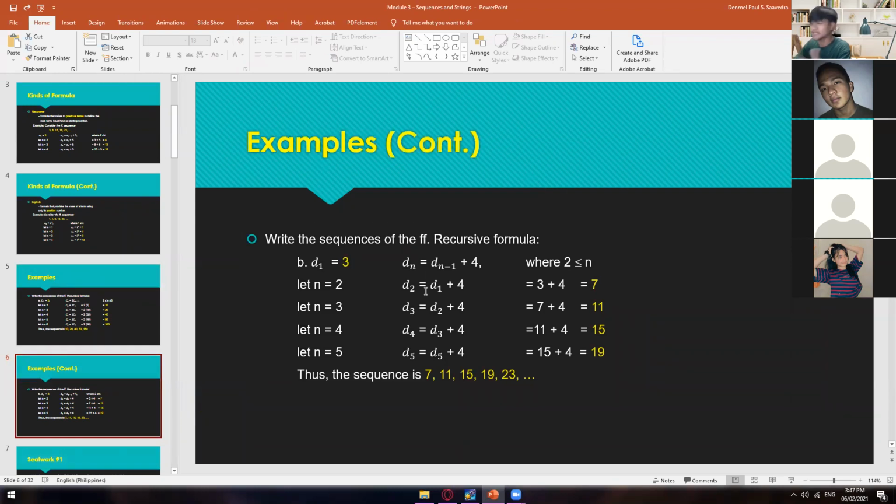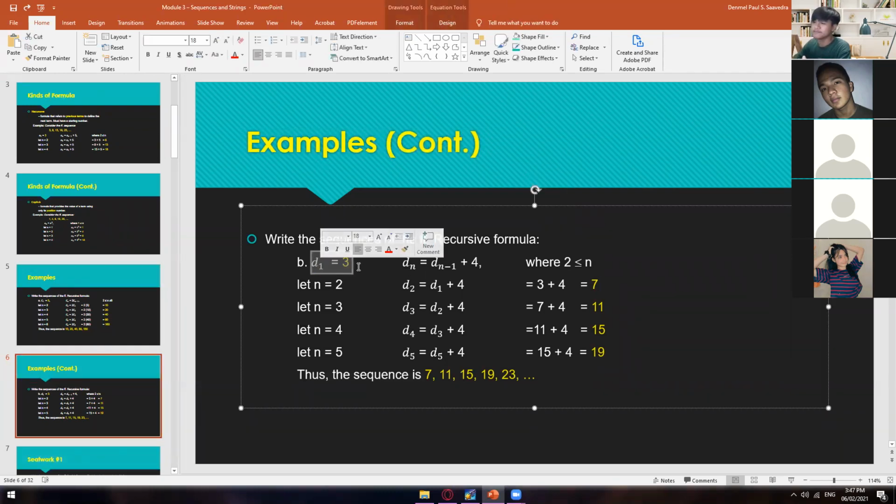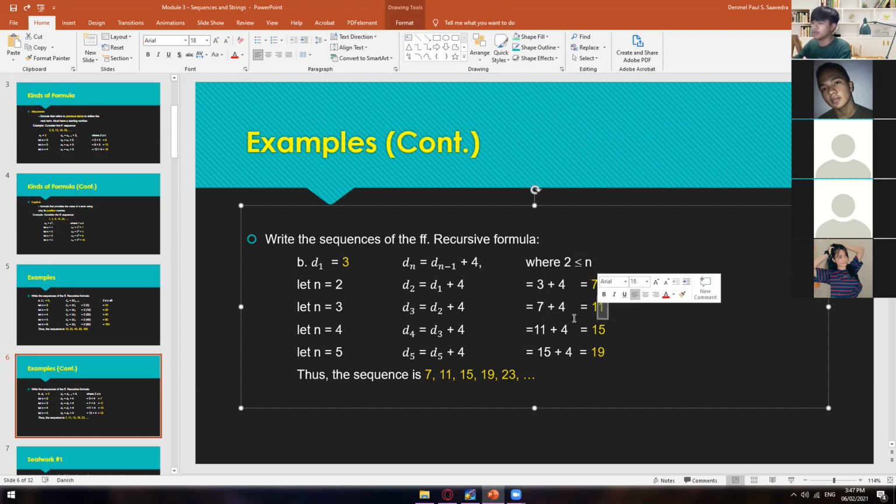Okay. So the same, we have here the first term, which is 3, but just a different formula. Okay. So as you can see right here, it just keeps on adding 4 to the last term. Okay. So 3 is the first term. So just add 4. So 3 plus 4 is equal to 7. And then 7 plus 4 is equal to 11. And then 11 plus 4 is equal to 15. And so on and so forth. Okay. So as you can see right here, the sequence here is 7, 11, 15, 19, and 23.